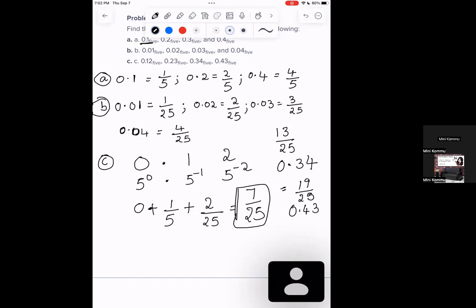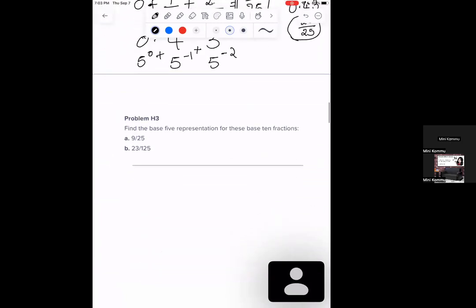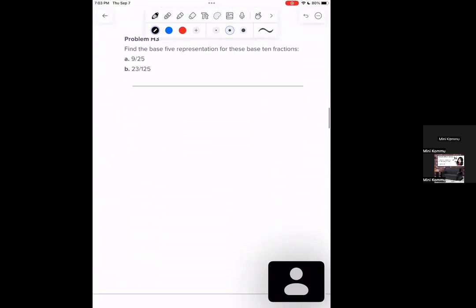And 0.43, you will get it as 23/25. How do you do it? Same thing, right? 0.43, this is 5 to the power of 0, 5 to the power of -1, and 5 to the power of -2. Multiply these and add them all, you will get 23/25. All right. Again, it is all based upon your representation of the place value. Let us go ahead to the next problem. Find base 5 representations for these base 10 fractions. Now this is a little different.